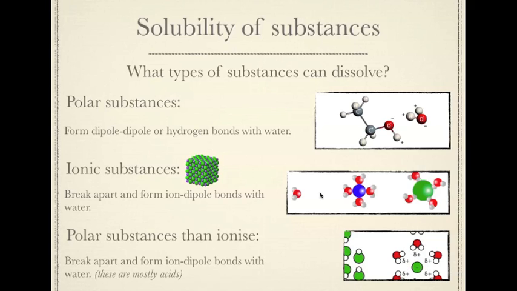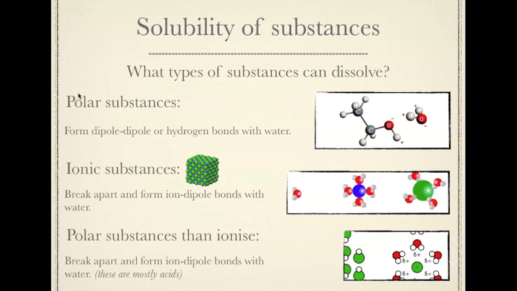And again, it looks very similar to the way that the ionic compounds work. But the difference is these are polar substances that ionize. And as I said, they're mostly acids. So if you have an acid, it will dissolve in water in the way that polar substances that ionize will. The next slide gives you a bit more information as to how we can show this dissolving in a chemical equation.